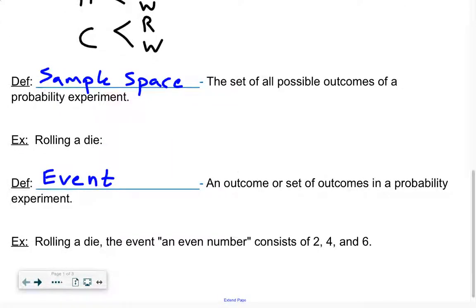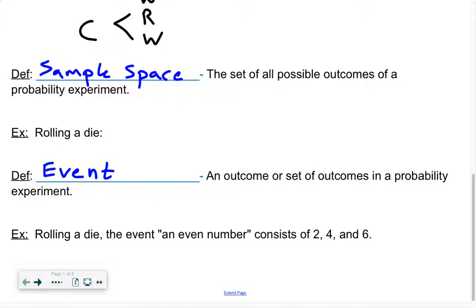They will ask you for the sample space, and the sample space is the set of all possible outcomes of a probability experiment. So if we go back to rolling the die, okay, we know that the outcomes are 1, 2, 3, 4, 5, and 6. Well, the sample space is just the list or the set of all of those possible outcomes. So you will have to list each individual outcome if they ask you for the sample space.